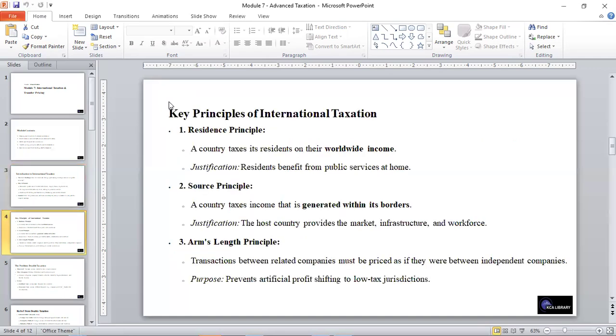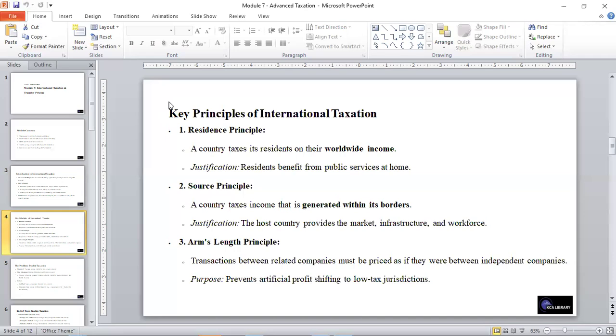And the key principles of international taxation are, one, the residence principle, and this is a country taxing its residents on their worldwide income. The justification for this is that residents benefit from public services at home. Another is the source principle, and this talks about a country taxing income that is generated within its borders. And the justification for this is the host country provides the market, infrastructure, and workforce.